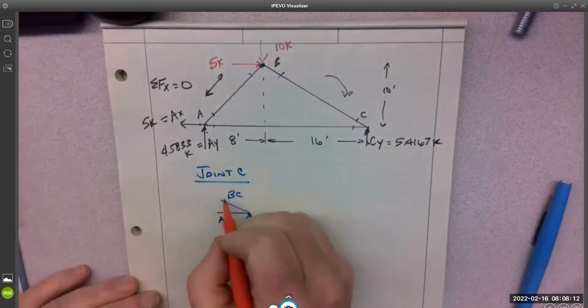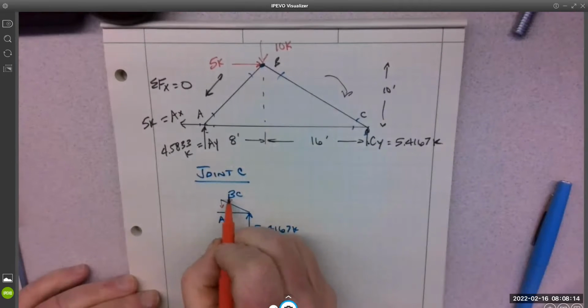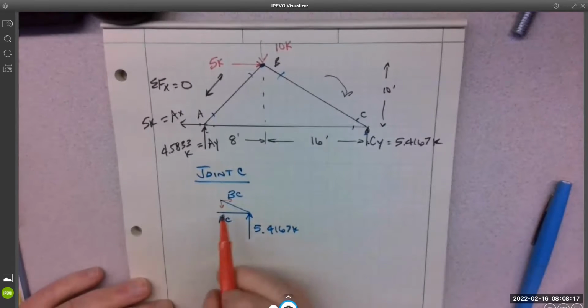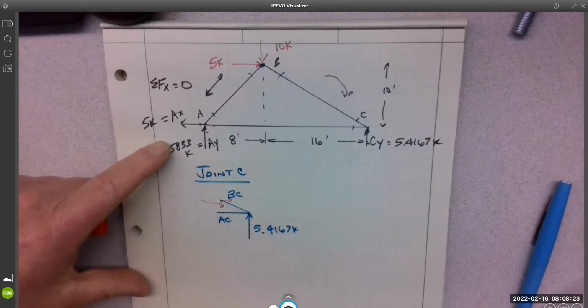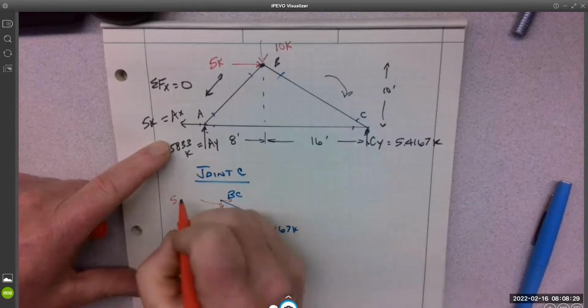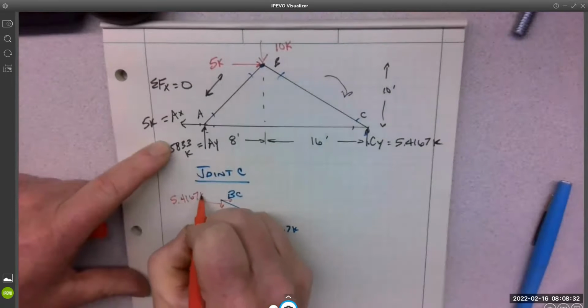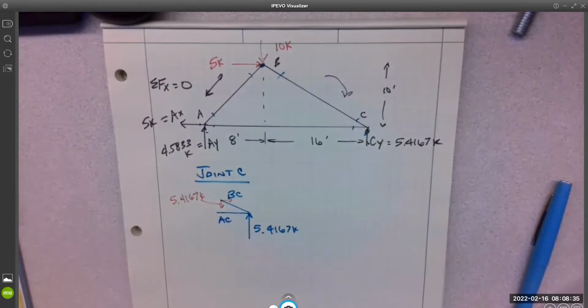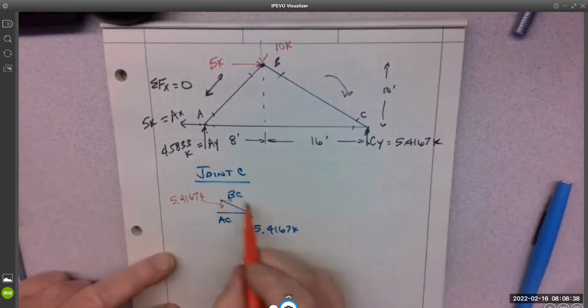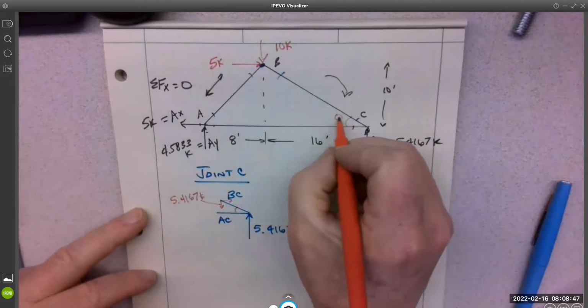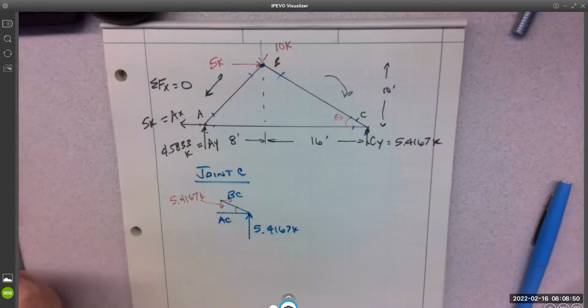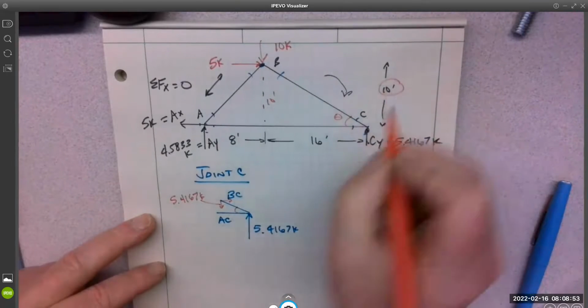So that means BC has components in both the X and Y, and this is the only other force in the Y. So these two must be opposite and equal. 5.4167 K. So then you can like, well, okay, I can work this BC vector if I can get its angle. If I know a little more information, and I should be able to get this angle from up here, right? Theta. Like we know this is 10 because they gave that 10 feet.